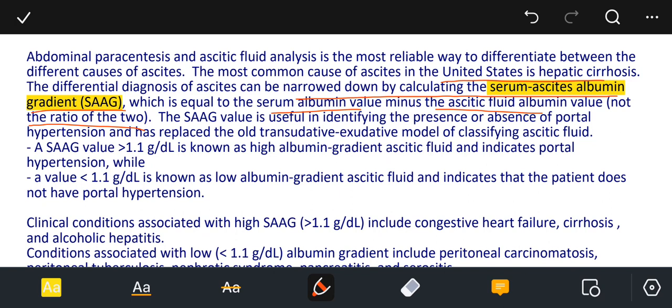The SAAG value is useful in identifying the presence or absence of portal hypertension and has replaced the old transudative exudative model of classifying the ascitic fluid.